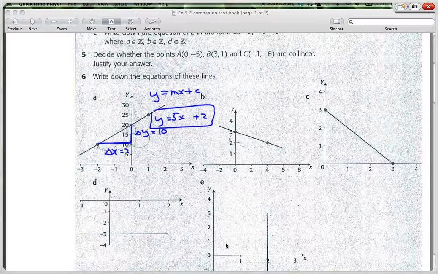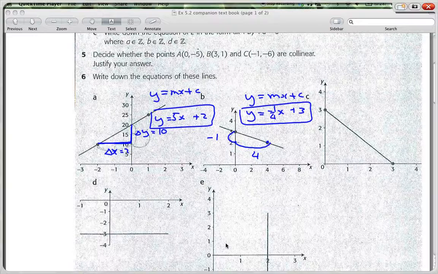For B, y is equal to mx plus c. We're going to get our c is going to equal 3. When we're going from this point to this point, my change in y is negative 1. My change in x is plus 4. So it's going to be minus 1 quarter x plus 3 is y.